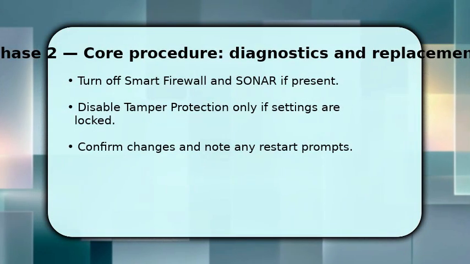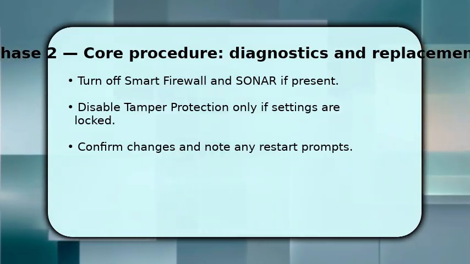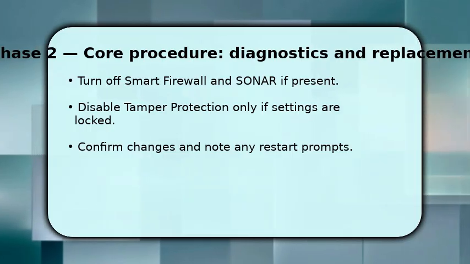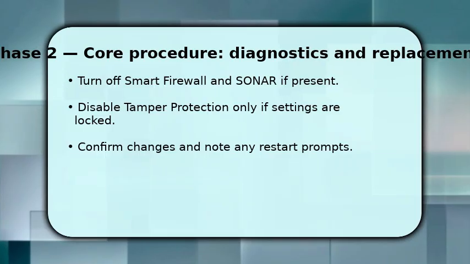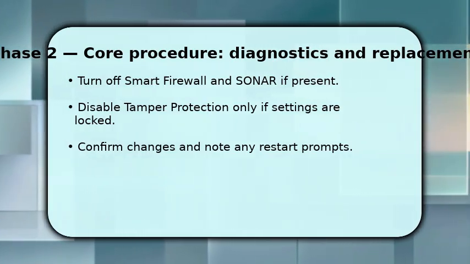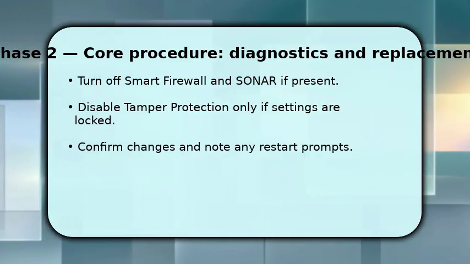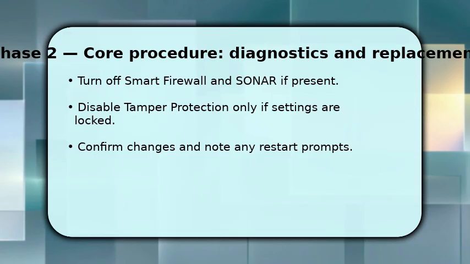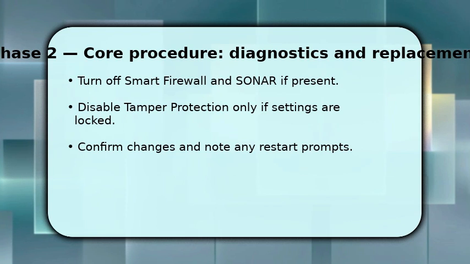Once Auto Protect is off, continue by disabling complementary features that may block changes. Go to Firewall and toggle it off if necessary, and check Sonar or intrusion prevention modules. If Norton prevents setting changes, temporarily disable tamper protection from Settings, Administrative or Device Security. This unlocks configuration controls. Make sure to apply and confirm each change. Some toggles require a restart, so allow it.